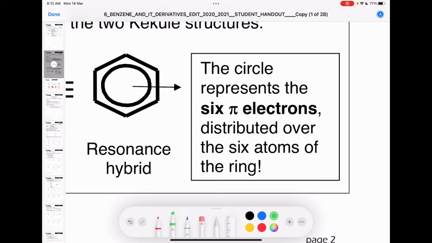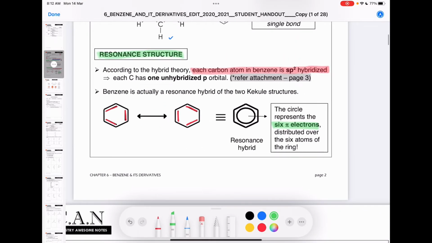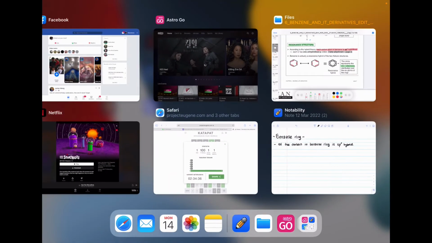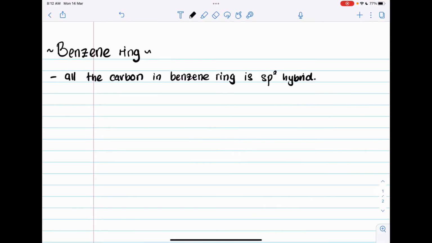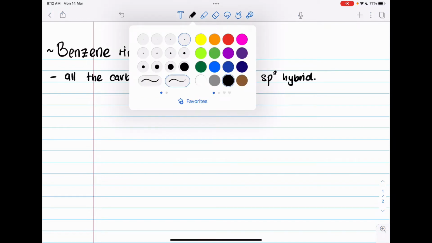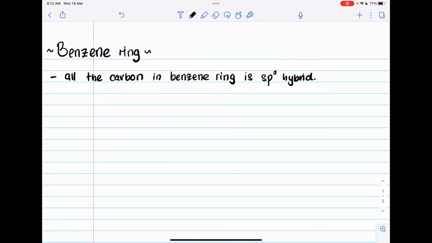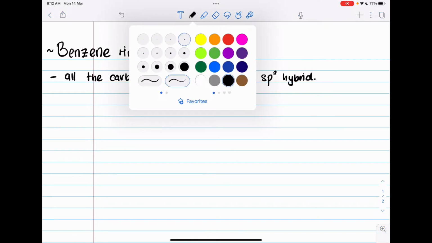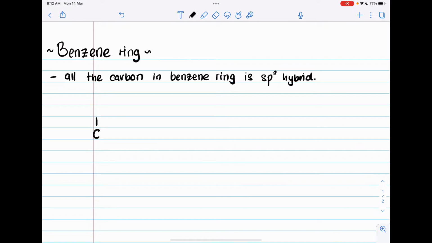We have one keyword here, which is 6 pi electrons. So what is actually this 6 pi electron? Okay, mari kita lihat. Madam explain ya. Okay, now, like I mentioned before, all the carbon in benzene ring is sp2 hybridized. So, selalunya kita akan lukis dia seperti ini kan. Kalau kita buka dia, if we open the structure, we are going to get something like this.